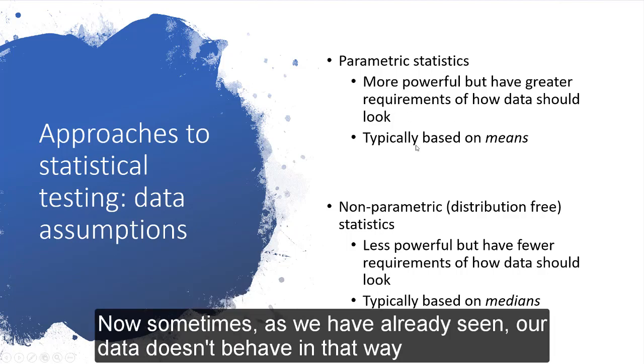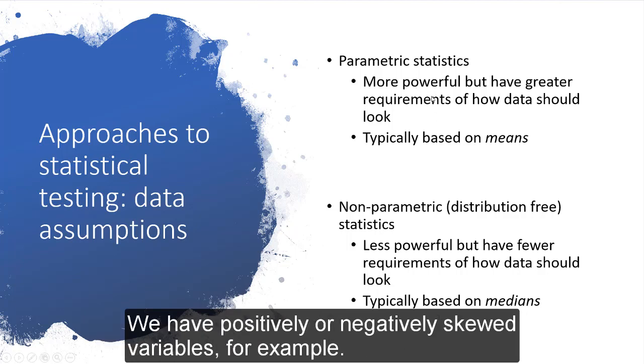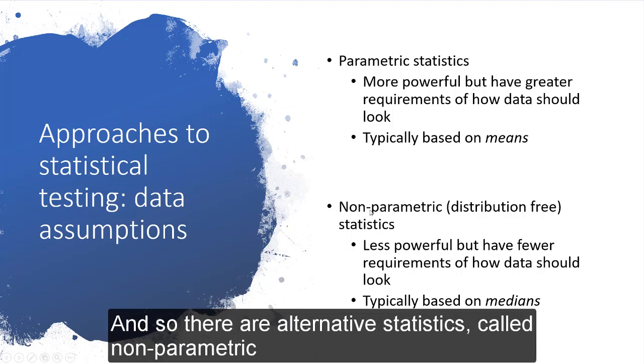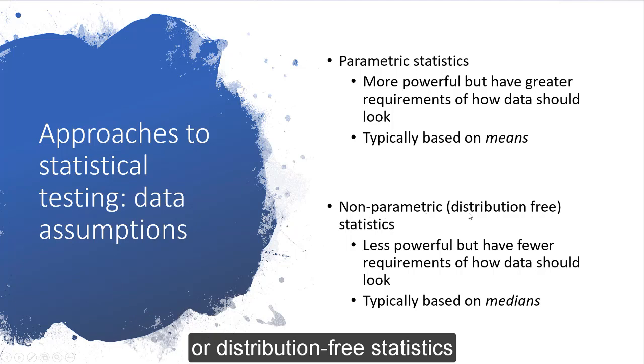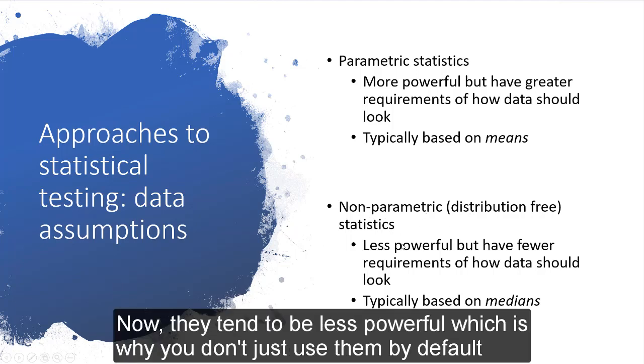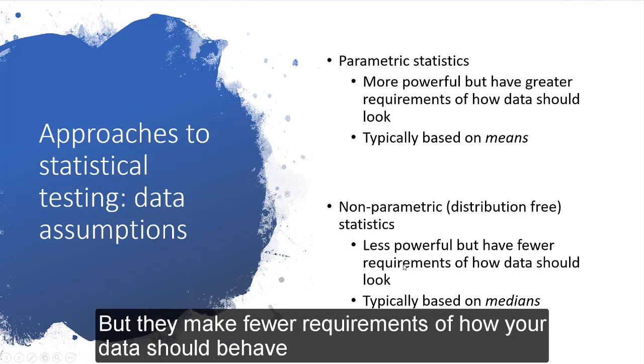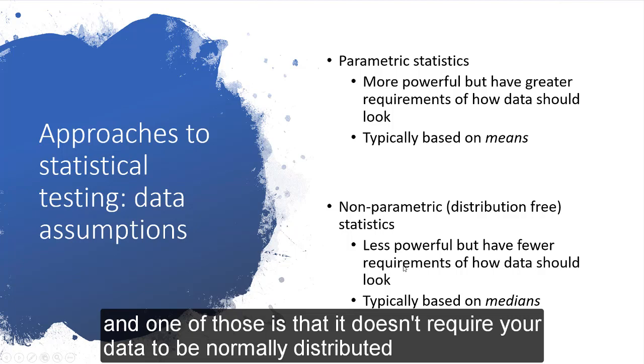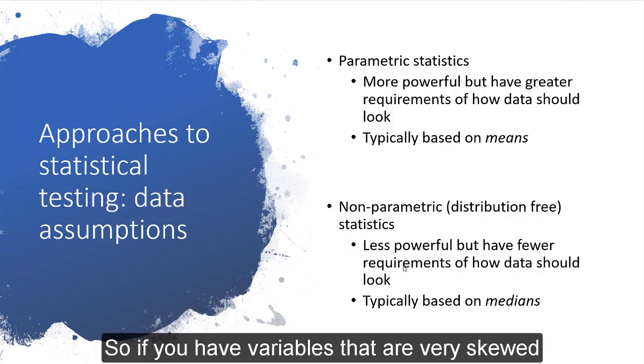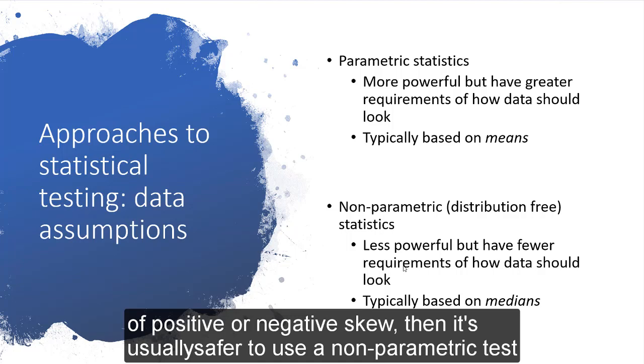Now, sometimes, as we've already seen, our data doesn't behave in that way. We have positively or negatively skewed variables, for example. And so there are alternative statistics called non-parametric or distribution-free statistics. Now, they tend to be less powerful, which is why you don't just use them by default. But they make fewer requirements of how your data should behave. And one of those is that it doesn't require your data to be normally distributed. So if you have variables that are very skewed, large levels of positive or negative skew, then it's usually safer to use a non-parametric test.